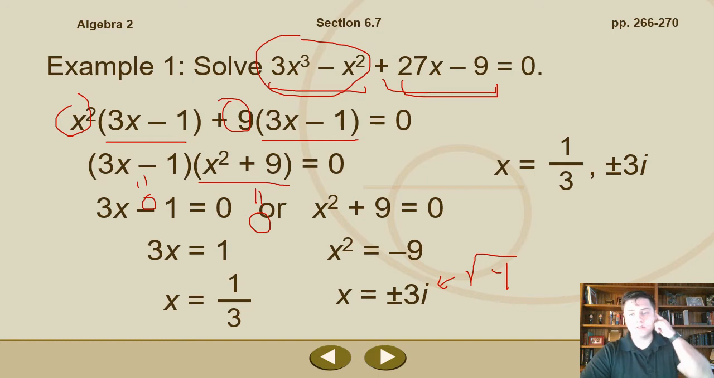So we have the solutions of 1/3 and plus and minus 3i. Remember, it's always plus and minus whenever you take the square root.